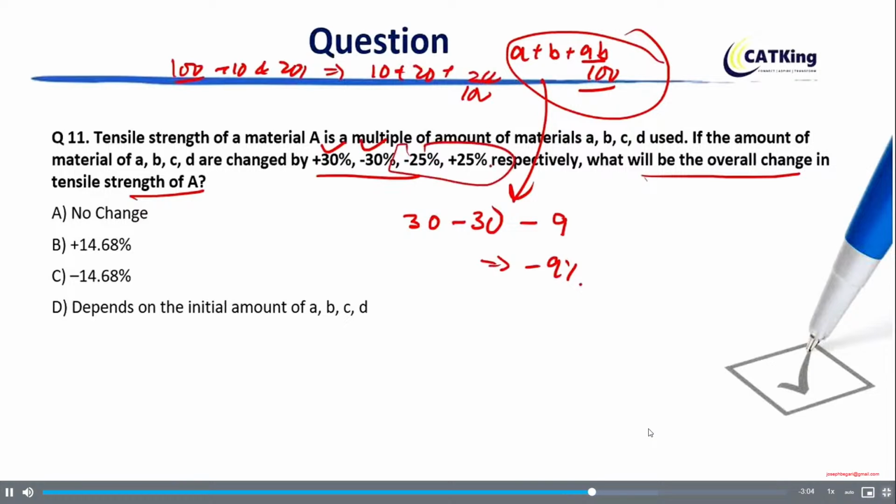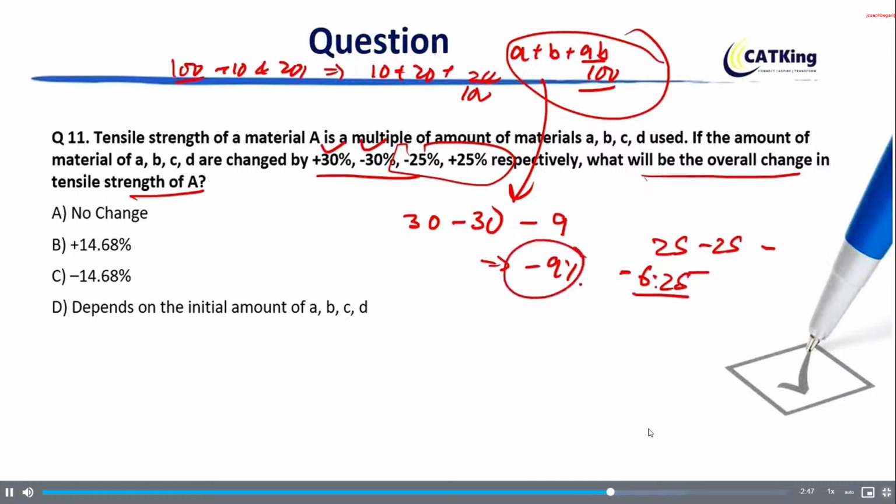Minus 25 and plus 25. What will happen? Same thing. A plus B plus AB by 100. So this will be minus 6.25%. Correct? So by combining these two, I got minus 9%. By combining these two, I got minus 6.25%.